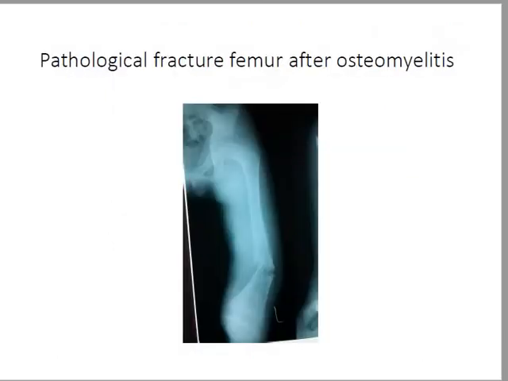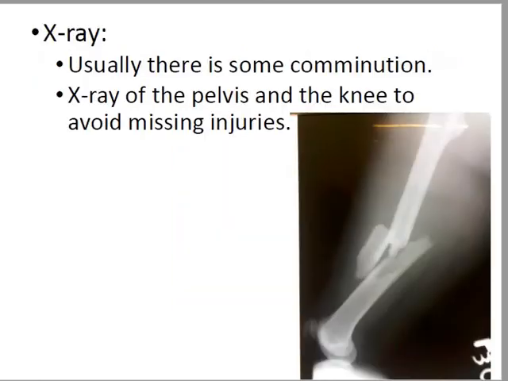Next slide. You see this is an X-ray of a femur with a fracture in the lower third, and if you look carefully you will see some areas of bone rarefaction, meaning areas of erosion in the bone, and there is a fracture. This fracture is a pathological one after acute or chronic osteomyelitis. Next, please.